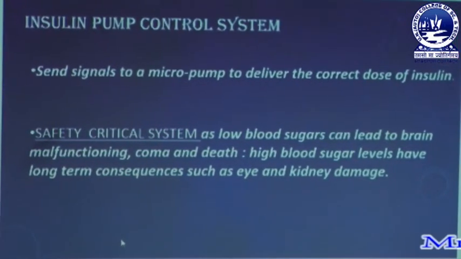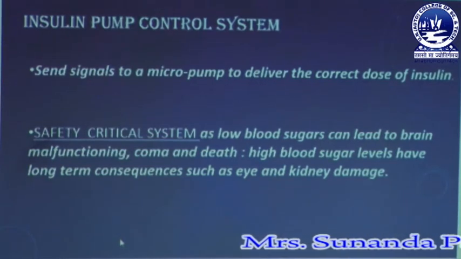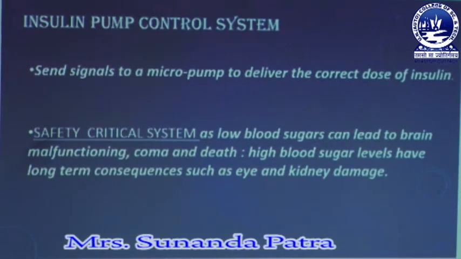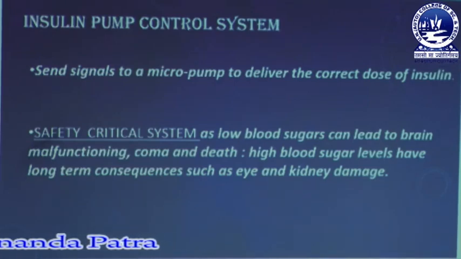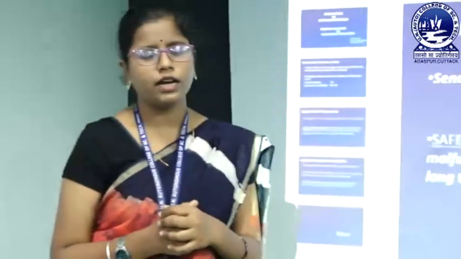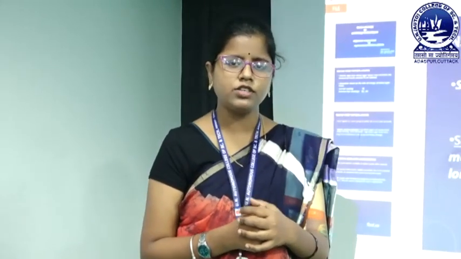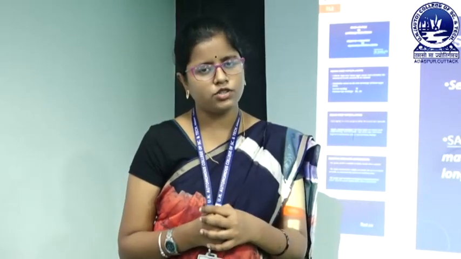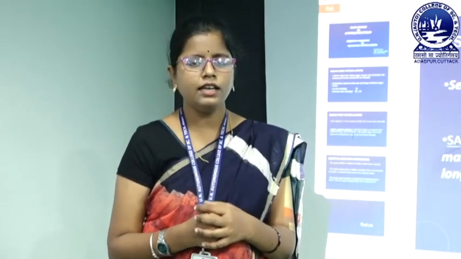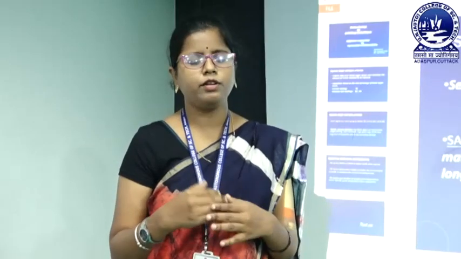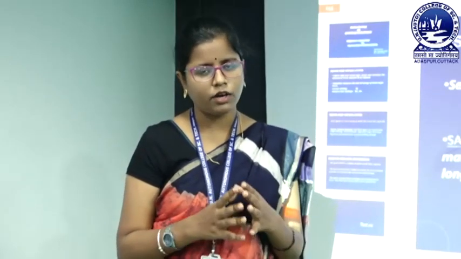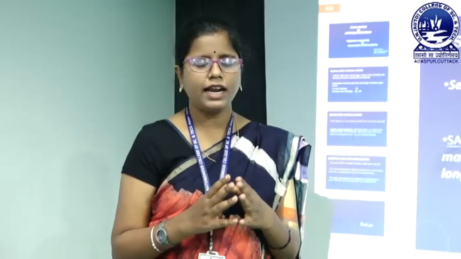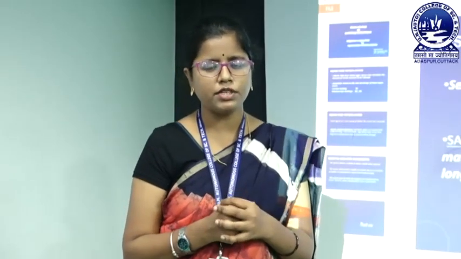At the same time, high blood sugar level has long term consequences such as eye and kidney damage. That means, if the system calculates the insulin dose wrongly, and based on that wrong dose the pump delivers the wrong insulin dose to the patient's body, then the patient's sugar level will be high or low according to that wrong information. So, that may cause serious damage to any organ, or may cause death also.